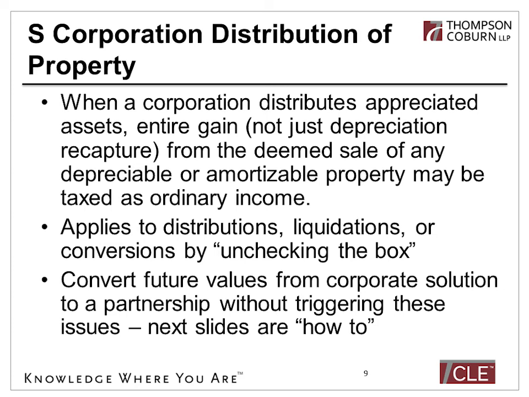So this rule applies if you make a distribution from the S Corp or the C Corp, if you liquidate it, or you convert by unchecking a box. Unchecking the box means you might have an LLC, it makes an S election, now it's taxed as an S Corp. Then 5 years later, you decide to uncheck the box and make it be taxed as an LLC. That is a deemed distribution of all of the assets.